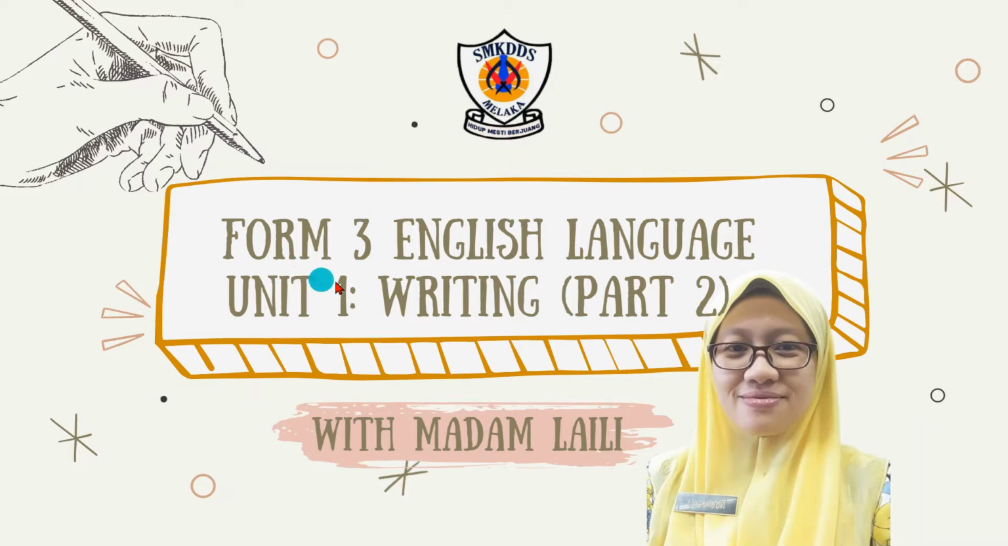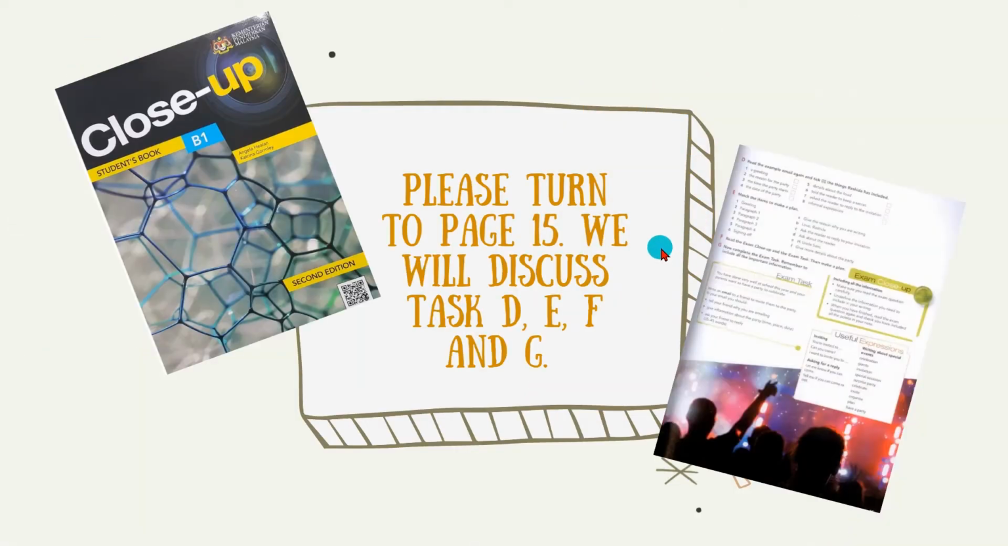So today's lesson is Form 3 English Language, Unit 1 Writing. This is part 2, the continuation of our writing an email part 1. I'll give you the link to the first part in the description, okay? So please go and get your textbook, Close Up B1, and please turn to page 15. Today we will discuss tasks D, E, F, and G. Are you ready? Alright, let's start.